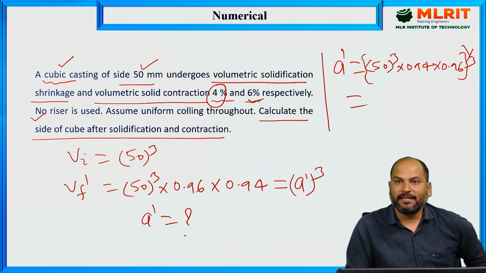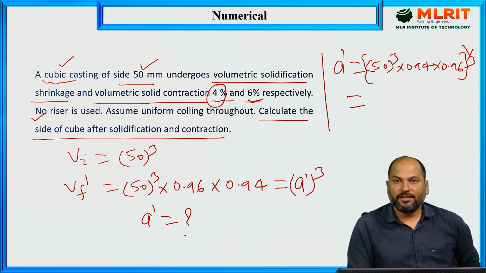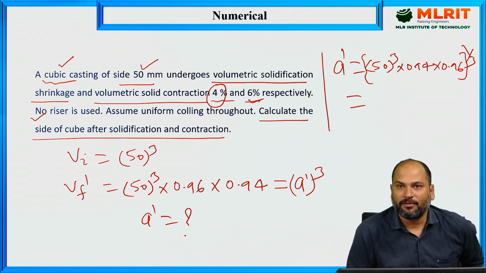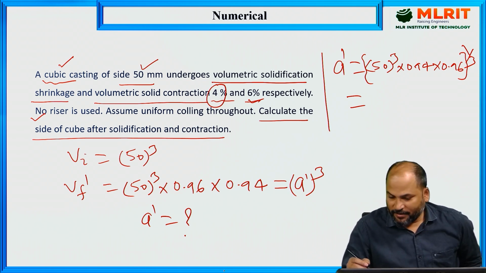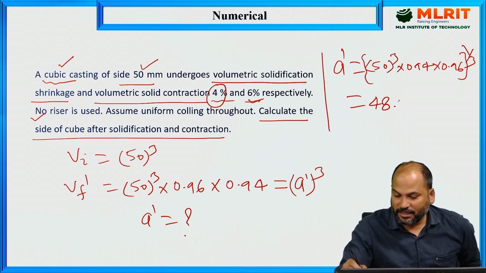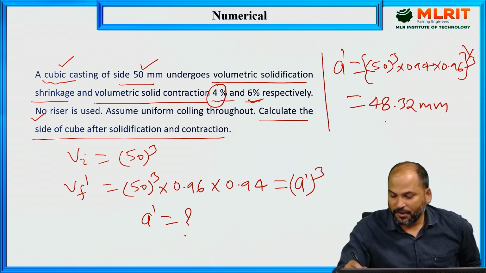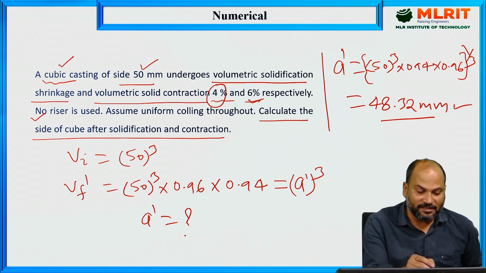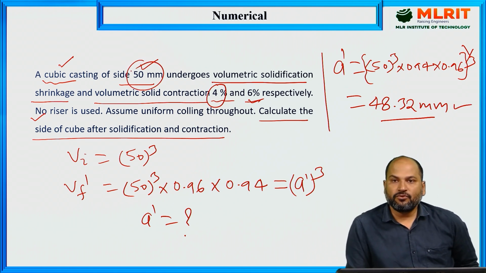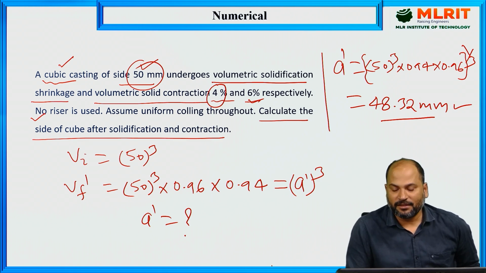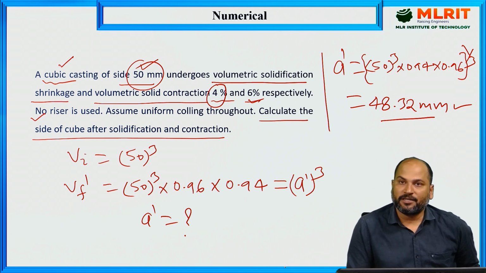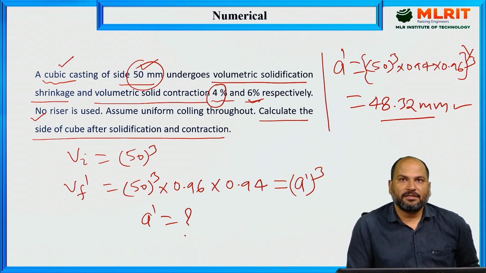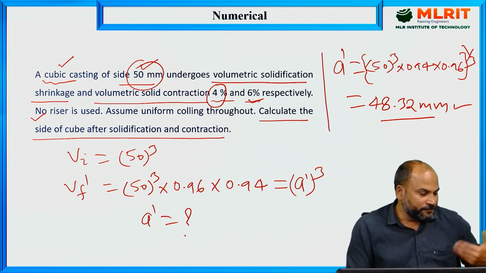This is a lengthy calculation, but in engineering we can use a calculator, so that is not a problem. Once you calculate this, the final value comes out as 48.32 mm. The initial side length was 50 mm, and after these two shrinkages, after solidification, the final side length of the cube becomes 48.32 mm. It was a simple numerical, just to emphasize the concept of the allowances.